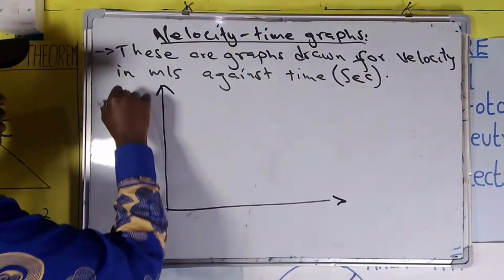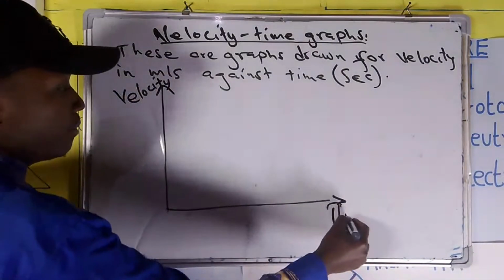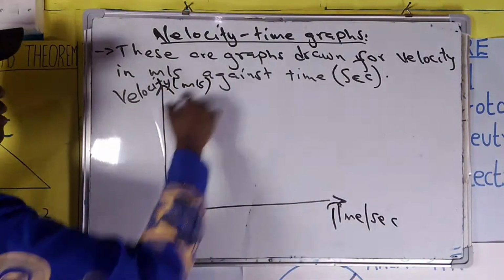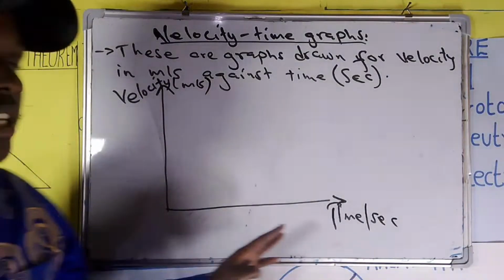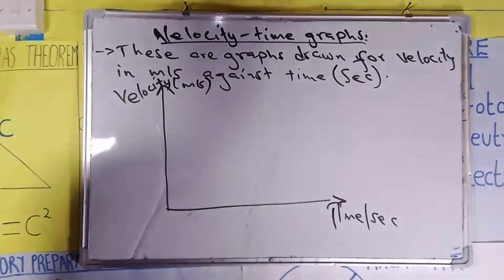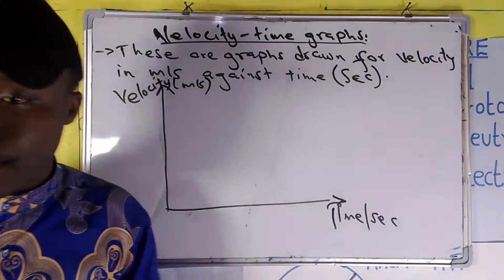It is velocity on the y-axis against time in seconds. So velocity is in meters per second against time in seconds. That is the format in which we draw what we call a velocity time graph.